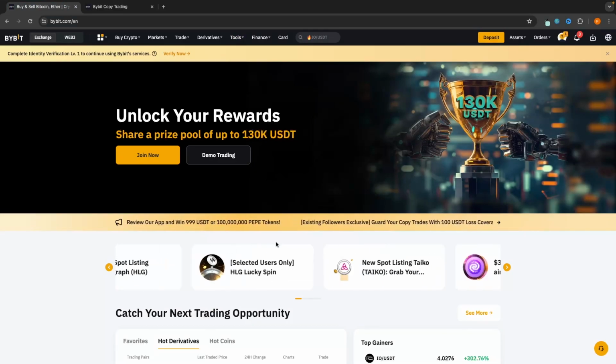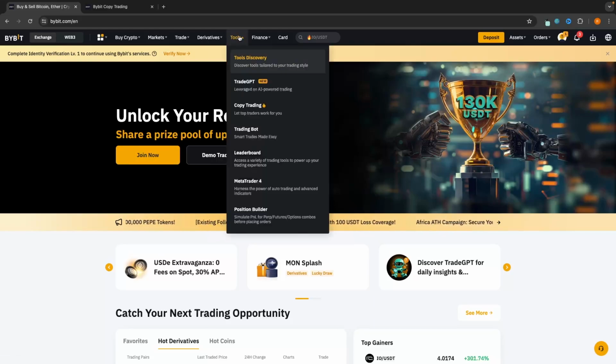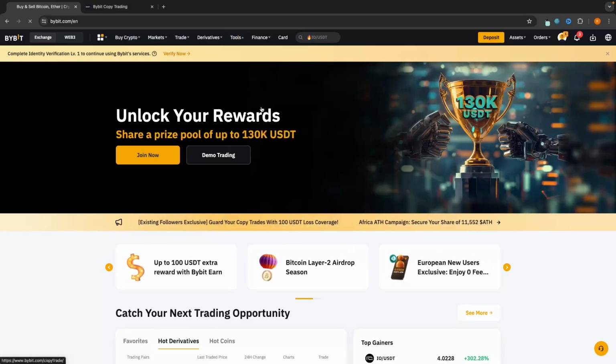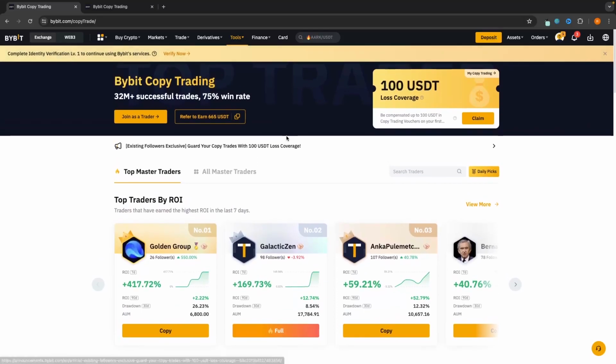So once you have either signed up to Bybit or logged into your account, to access the copy trading area, all we need to do is go up to tools at the top, and then we can click into copy trading right here. Now, if you don't already know how copy trading works, the basics of this is essentially a feature within Bybit that allows you to choose a profitable trader that you want to copy. And then as soon as you are copying this person, it's going to mimic their trades. So if they place a trade, it's automatically going to place a trade for you on your account as well.